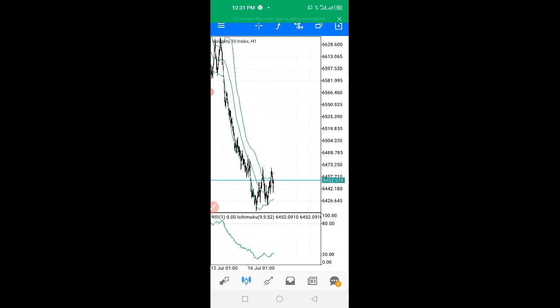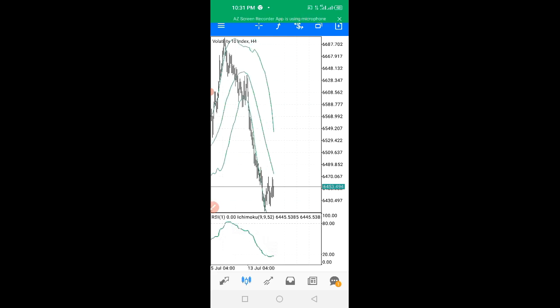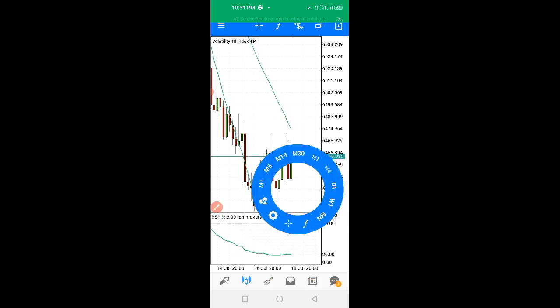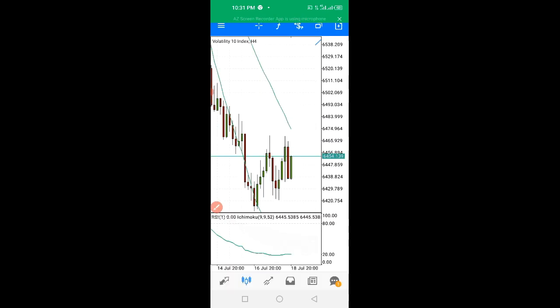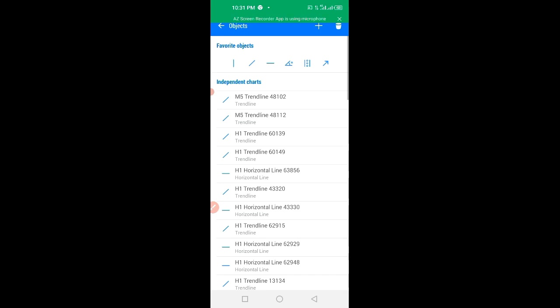Now, if you're analyzing, this is the first thing to do. Go to your 4 hours. Once you go to your 4 hours, first of all, try and spot out your support and resistance. Now, I've spotted a support level here, and this resistance level is not yet confirmed, but I will also draw something like this. Then I will also draw another line like this.